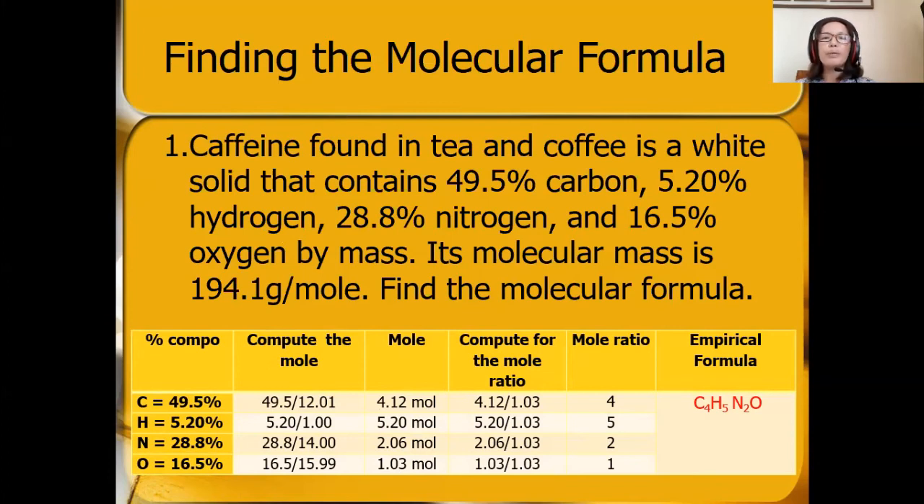So we have 1.03. So divide all the moles by the smallest mole to get the ratio. And after dividing by 1.03, the ratio of carbon, hydrogen, nitrogen, and oxygen is 4:5:2:1. Therefore, its empirical formula is C4H5N2O. We'll not stop there, because that is just the empirical formula of the compound.